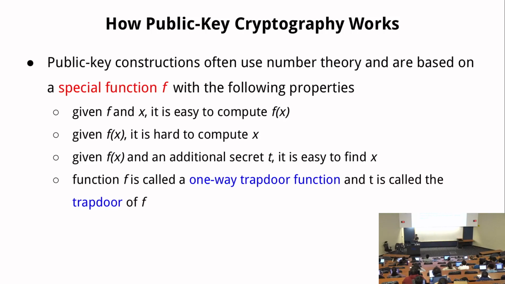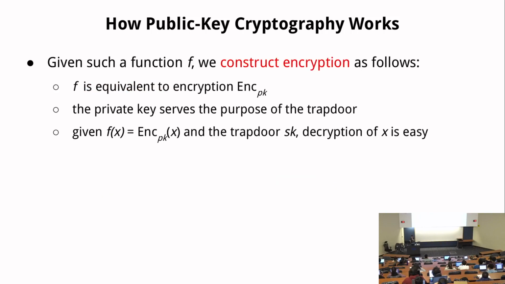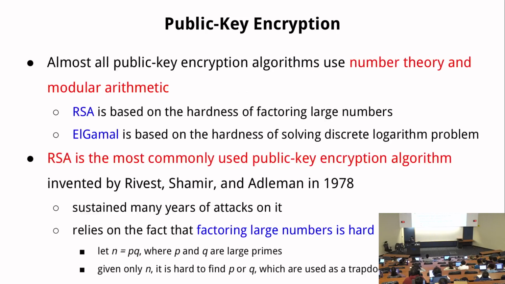And the t is the trapdoor of the f. So t is a secret here. If you have the t, it will be easy for you to reverse. So t is a trapdoor. So if we have a function f like this, it will be easy for us to build a public key crypto system. We just use f to do the encryption. f is the encryption function, and the t will be the private key. That's it. So next, let's look at a concrete example, which is RSA.